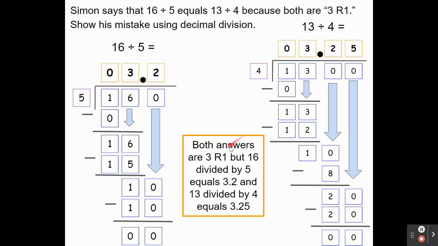So to answer the question or show the mistake, both answers are 3 remainder 1, but 16 divided by 5 equals 3 and 2 tenths, while 13 divided by 4 equals 3 and 25 hundredths.